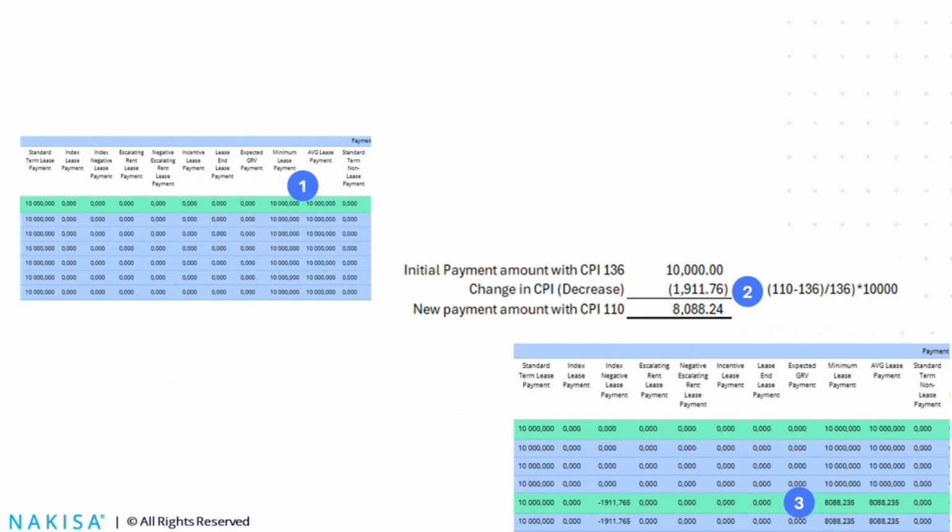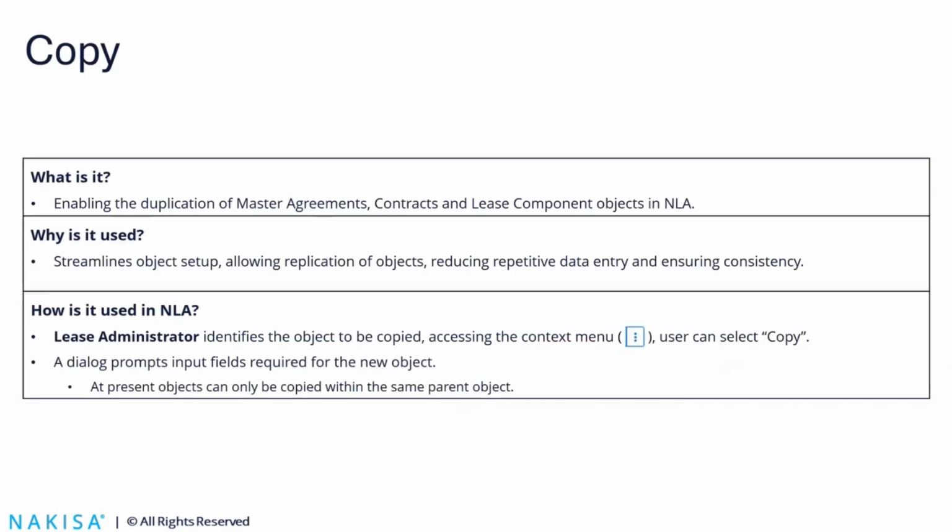That's how we can easily switch between the CPI index types. Then next we have the copy functionality. In this, what we have brought in is basically enabling the duplication of the master agreement, contract, and lease component object in NLA. It is a feature which streamlines object setup, allowing you to replicate objects, reducing repetitive data entry, saving time, and ensuring consistency.